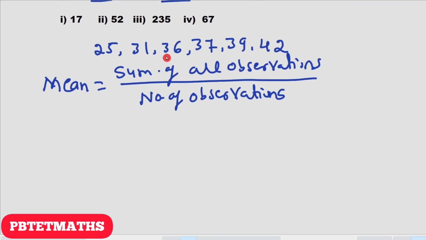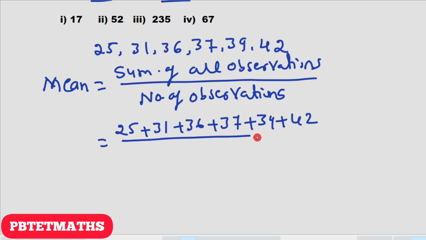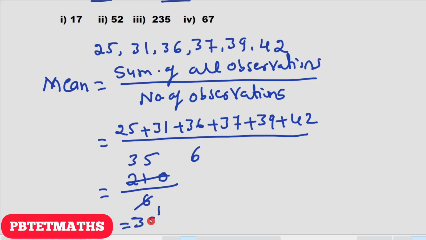So let's find out the sum of all these observations. We're going to write 25 plus 31 plus 36 plus 37 plus 39 plus 42, divided by, here we got a total of 6 observations. So the number of observations is going to be 6. Now let's find the sum. So 2 plus 9 gives us 11, 11 plus 7 is 18, 18 plus 6 is 24, 25 plus 5 is 30, 0 as it is, 3 carry, 4 plus 3 is 7, plus 3 is 10, 13, 16, 18 plus that carry 3 is 21. So we have 210 by 6. 6 ones are 6, 6 threes are 18, 3 remains, that becomes 30, 6 fives are 30. So the value of mean is 35.